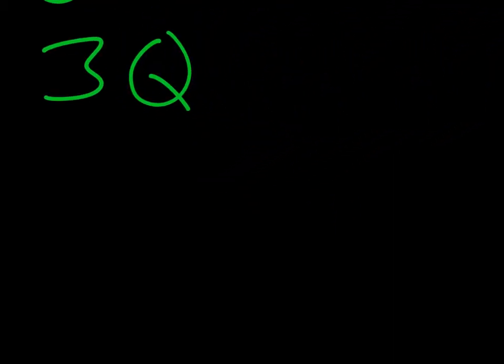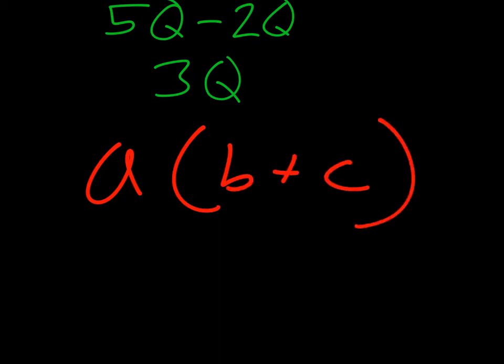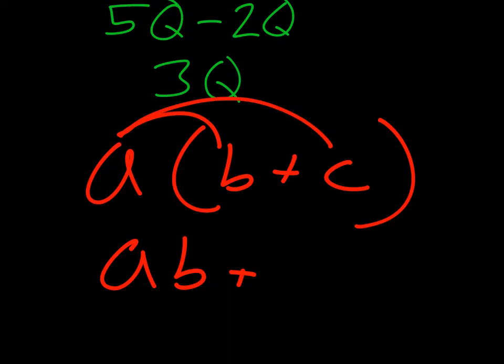And what you also need to know is distribution, but I believe we went over that already. If not, distribution is like if you have A times (B plus C), so basically you multiply it into both terms. A times B gives us AB, and this will give us AC, okay?